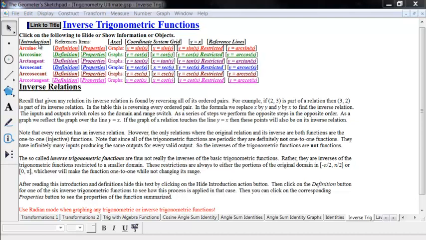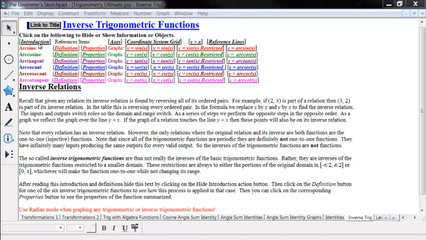Notice that trig functions are definitely not one-to-one functions. They're periodic, so their inverses are not going to be functions. There are infinitely many inputs producing the same output for every valid output there is. So the inverses of the trig functions are not functions. But we have things that we call inverse trig functions. They're not really inverses of the basic trig functions. What they are instead are inverses of the original trigonometric functions restricted to a smaller domain.